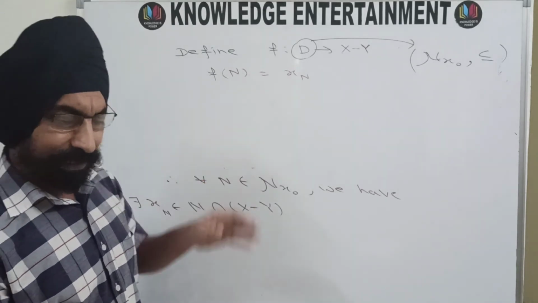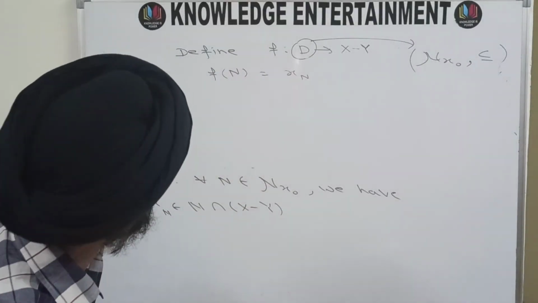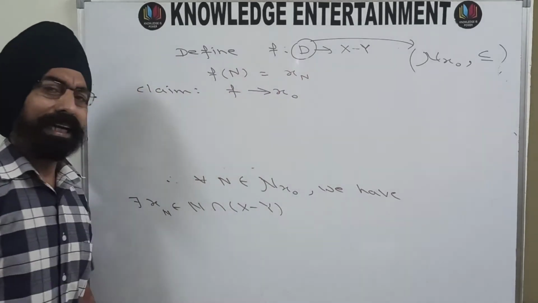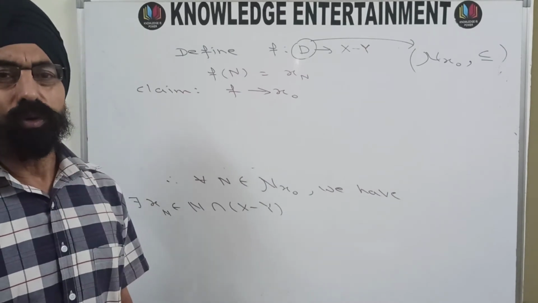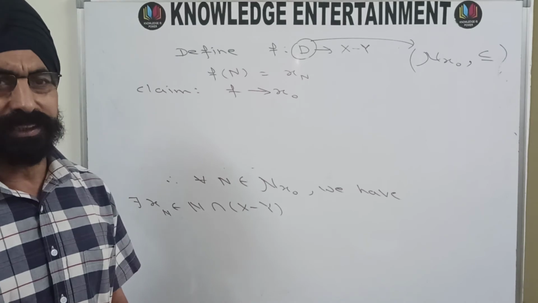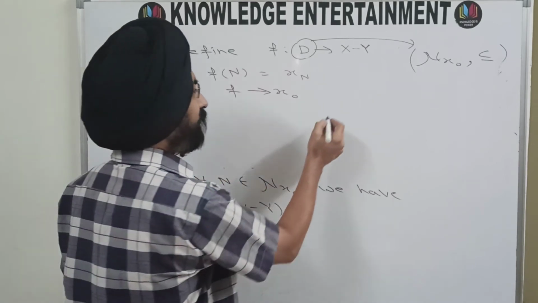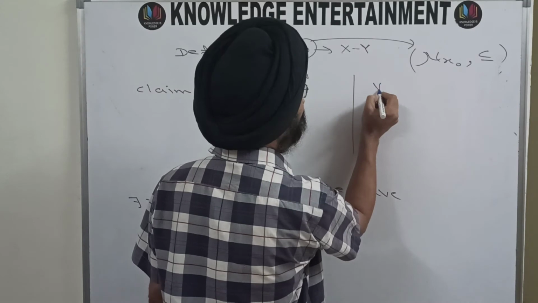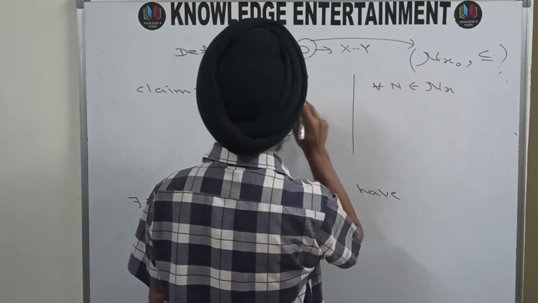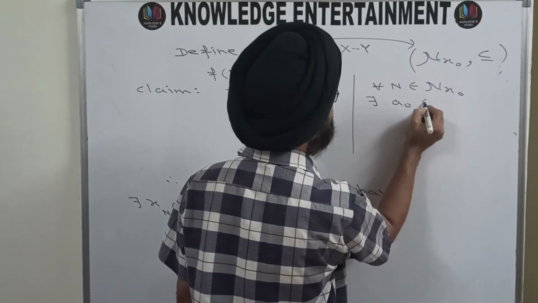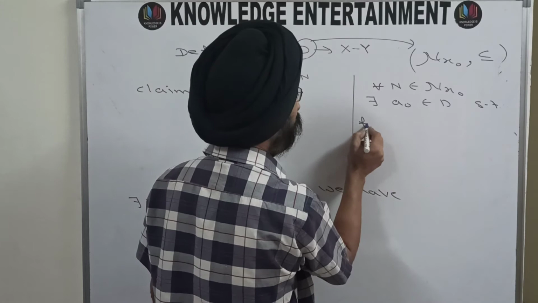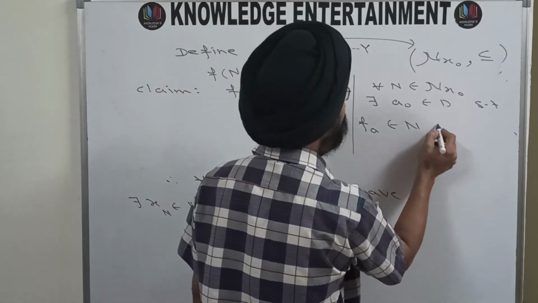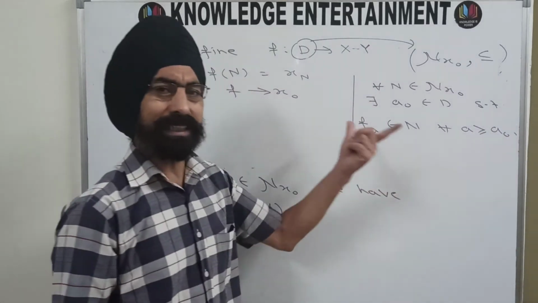So first we will show that claim now. Claim: this net f converges to x naught. If you concentrate on the definition of convergence of nets, the definition is: for every neighborhood N of the point x naught, there must be a naught in D such that f of a belongs to N for every a that follows a naught. This is the basic definition.